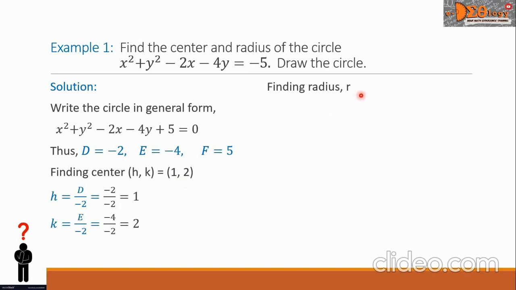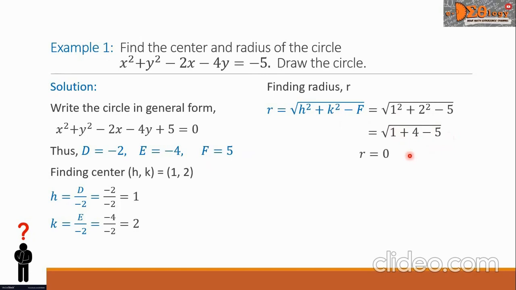Let us now find the radius. And our formula is r equals the big square root of h squared plus k squared minus f. Substituting the values, the h squared is 1 squared plus the k squared is now 2 squared and negative f. Our f is 5, so here is negative 5. Simplifying further, the 1 squared is simply 1 plus 2 squared is 4, then minus 5. If we add 1 plus 4, it will be positive 5, and this is minus 5. We will get 0 inside the radical symbol. So the square root of 0 is simply 0. So the radius equals 0.